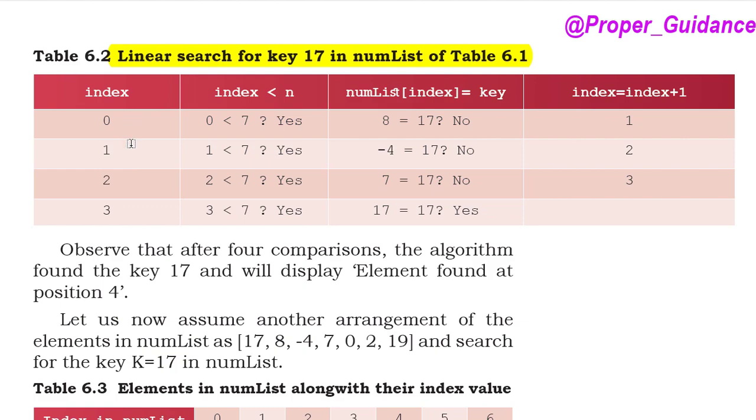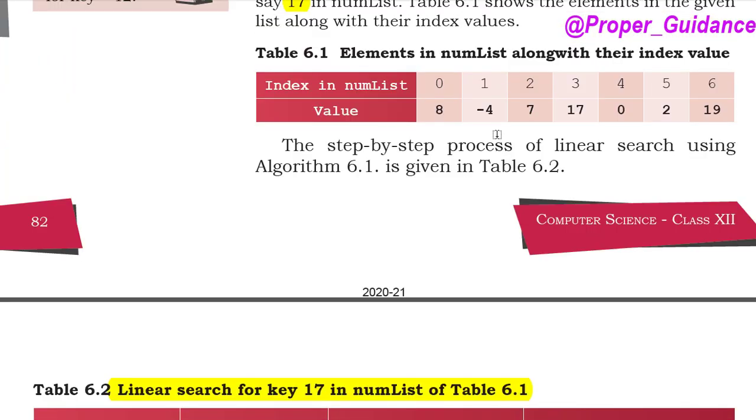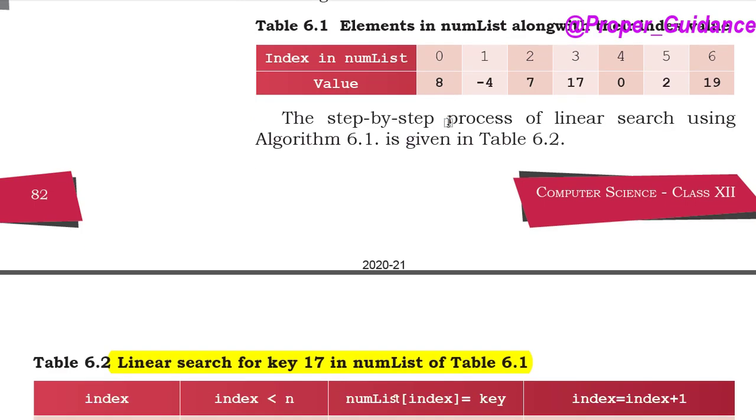What is the value of index here? 0. Is 0 less than 7? Yes. So num list index equals key. What is the value here? At index number 0, the value is 8.